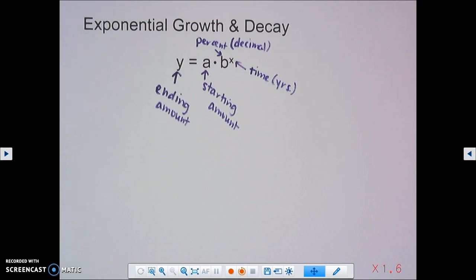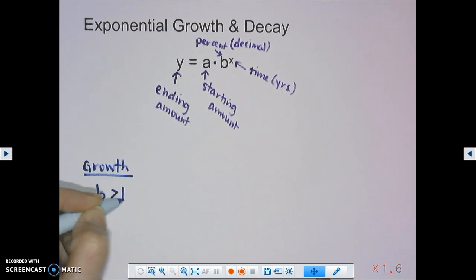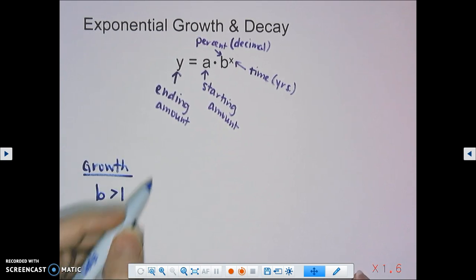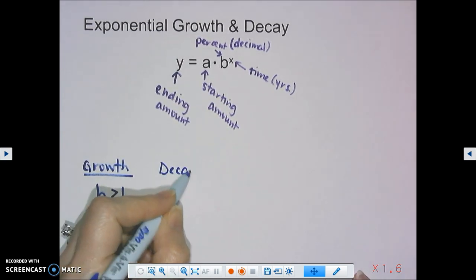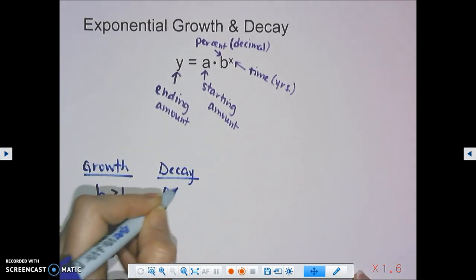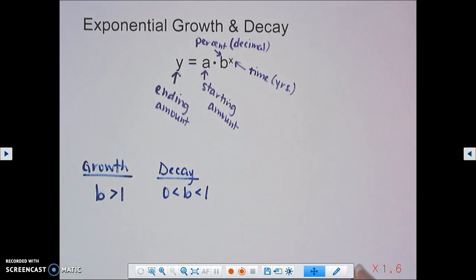Now, a couple of other things, we have exponential growth and decay. So when is it growth or when is it decay? We're going to have exponential growth when that b value, that growth factor, is bigger than 1. Then our numbers are going to be getting bigger as we go. For decay, we're going to have exponential decay if that b value is between 0 and 1. So if it's a fraction or a decimal b value, that is where you're going to have exponential decay.